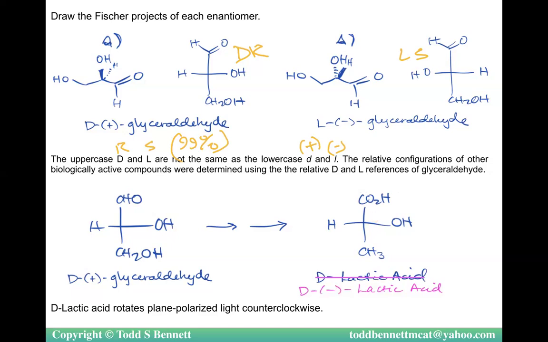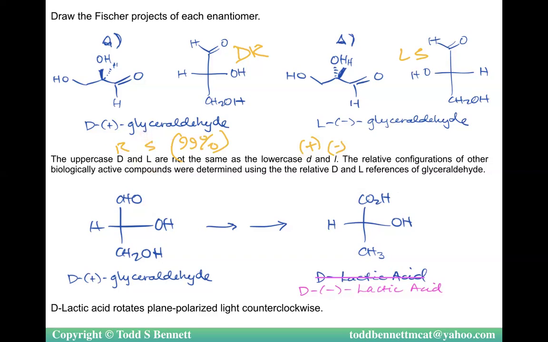So that meant there was no correlation between rotation of light and the letters. He had hoped by calling these D and L that he could combine R being plus and S being minus and make it all work out, and it didn't work out. So we have the different rules.